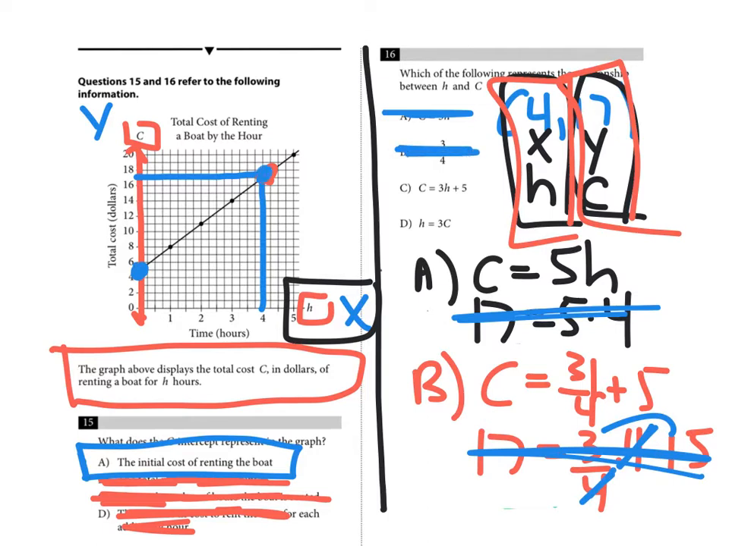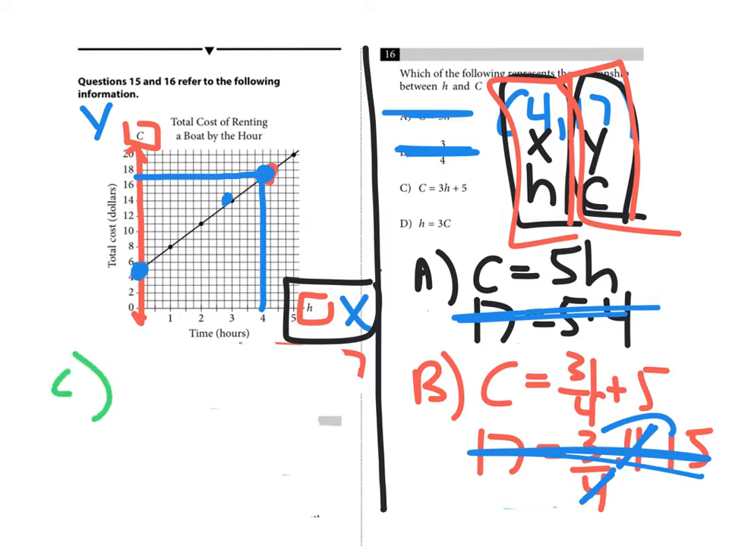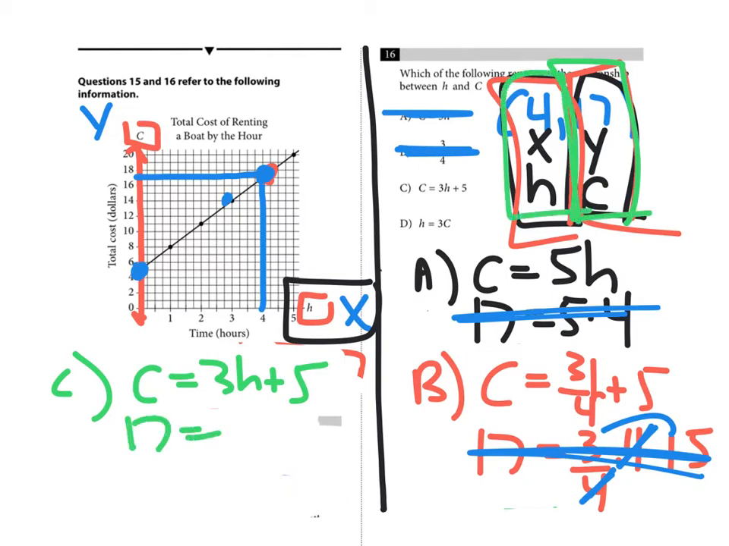I just chose, again, any point on the line. I could have chosen the point, it looks like here, (3, 14). I just happened to choose (4, 17), and I'm testing all the different answer choices. Answer choice C, c equals 3h plus 5. Well, here c is equal to 17. That equals 3 times 4 plus 5. And 12 plus 5 does equal 17.